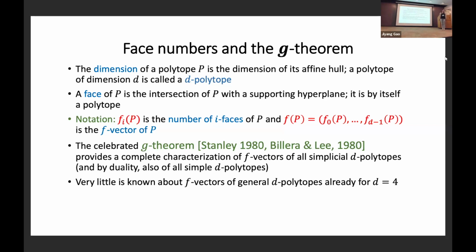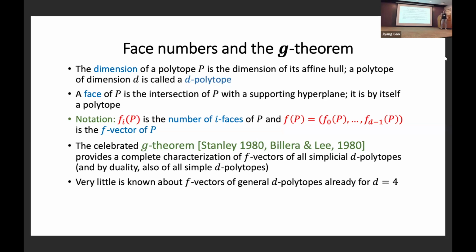So what do we know about the f-vectors of polytopes? The most important theorem known at the moment on the subject is the g-theorem. This theorem provides a complete characterization of all possible f-vectors that simplicial polytopes can have. So it's a characterization: you give me a proposed integer vector, I can run it through those conditions and tell you if there is such a polytope.